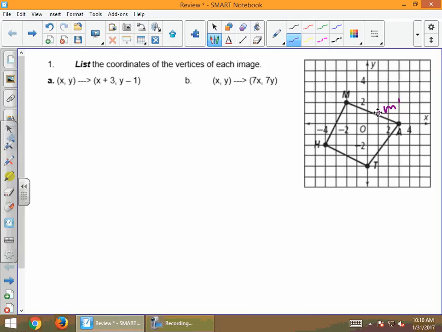Or every single vertex. Right 3, 1, 2, 3. Down 1 and label A prime. 1, 2, 3, down 1. B prime. 1, 2, 3, down 1. H prime. Okay, and then connect.